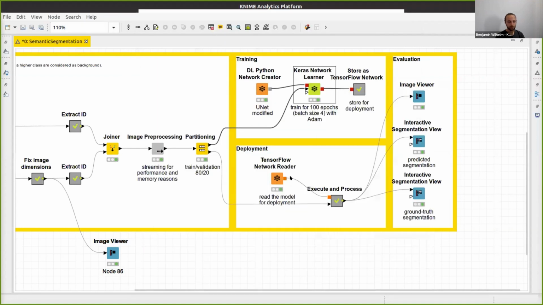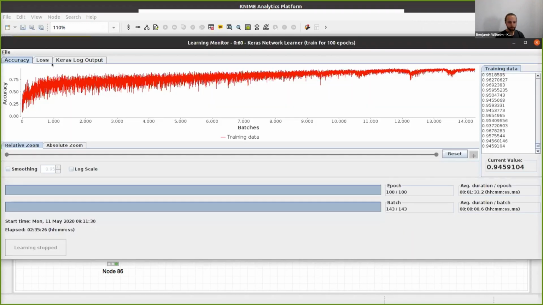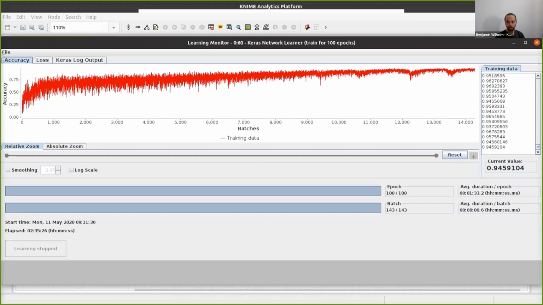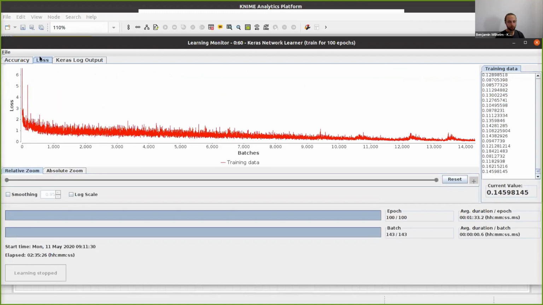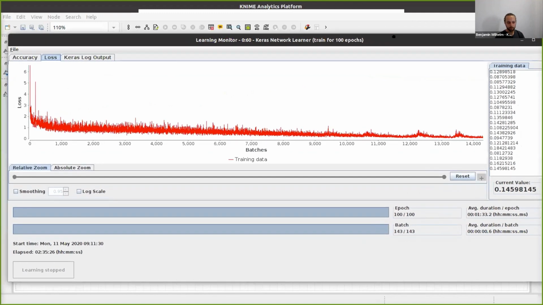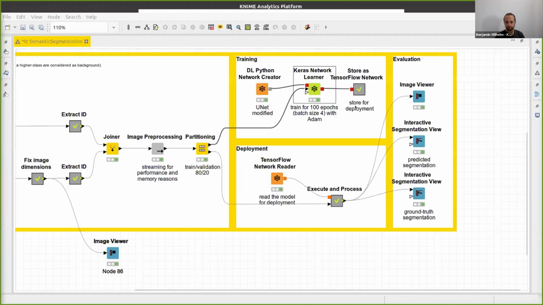So let's look at how this worked. And we can see that the accuracy went up during the training and the loss went down. So this looks pretty good. And I trained this for about 2.5 hours on a GPU, not the most modern GPU, but a GPU.